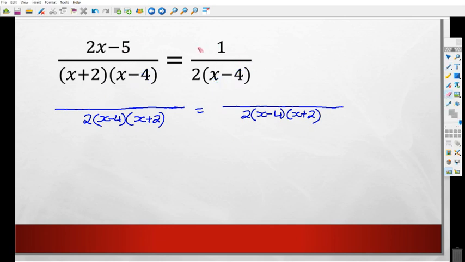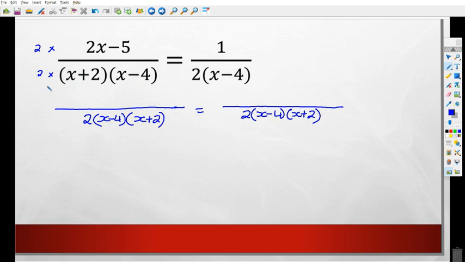Let me clean this up a little bit. Over here, in this denominator, I've got x plus 2, x minus 4. But here, I've got a 2 as well. So what must I do here? I need to multiply by 2 on the top and the bottom. Can you guys see that? You always multiply by what's missing. What's missing here? Oh, I see there's a 2 missing. So I'm going to multiply by the 2.